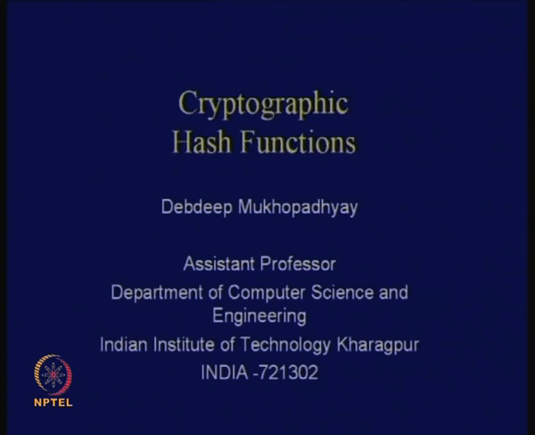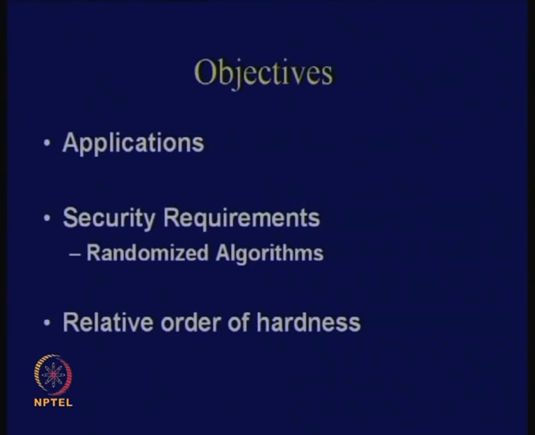Okay, so we will take this up, and it is quite a big topic, so we will split it into classes. In today's class, we will talk about applications, that is, where hash functions are applicable, and then talk about certain security requirements from such hash functions. Then we will discuss randomized algorithms, and how they help to prove certain aspects of hash functions, and then talk about the relative order of hardness among the requirements. We will talk about which is easier, which is harder, and try to reflect upon them.